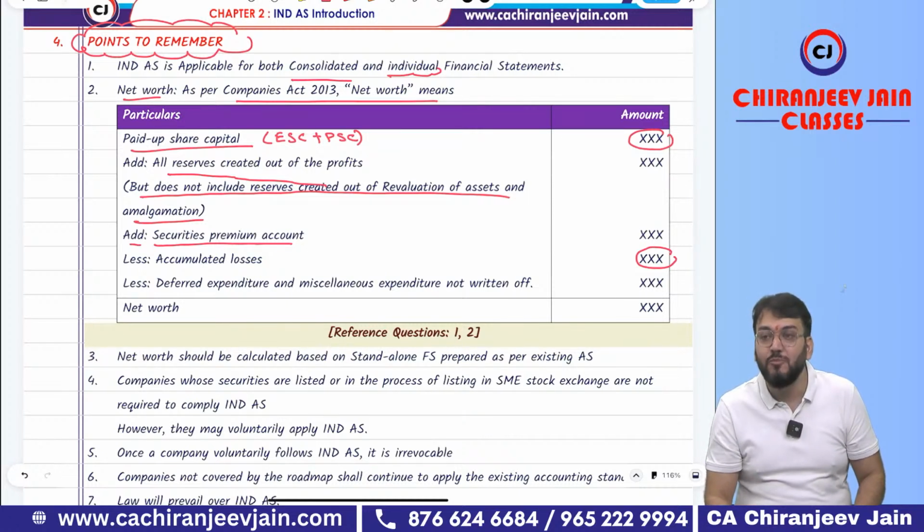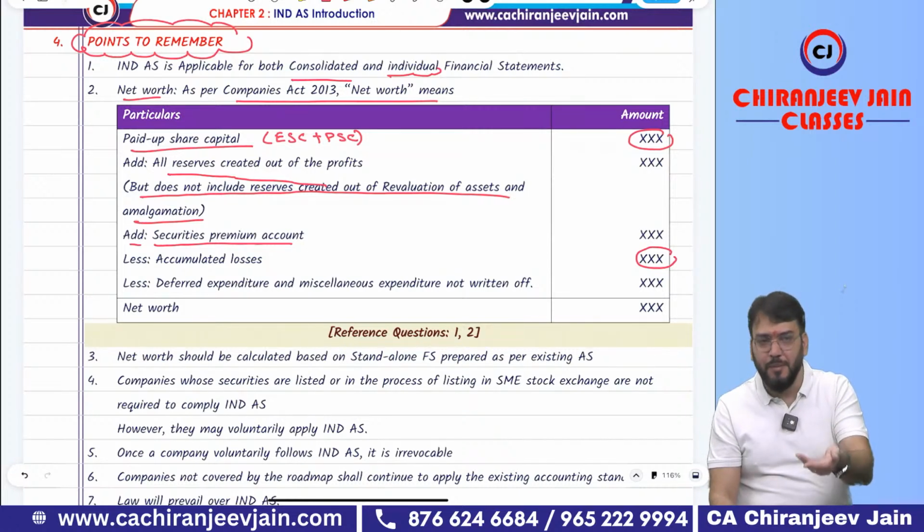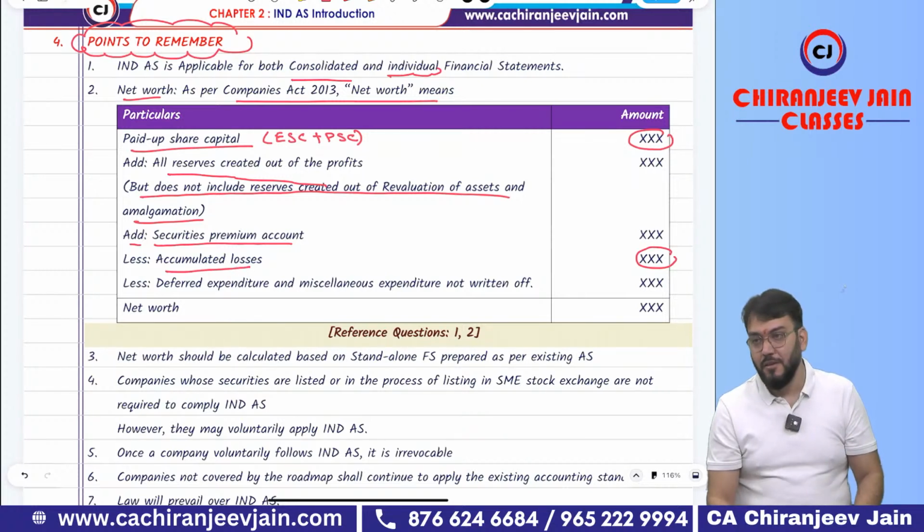Then, if you are adding reserve and surplus created out of profit, of course you deduct all the accumulated losses. Any accumulated losses means debit balance of PL account, or you can say negative surplus. That will also be deducted. So accumulated losses will be deducted.